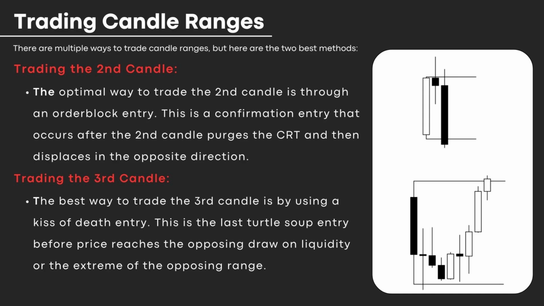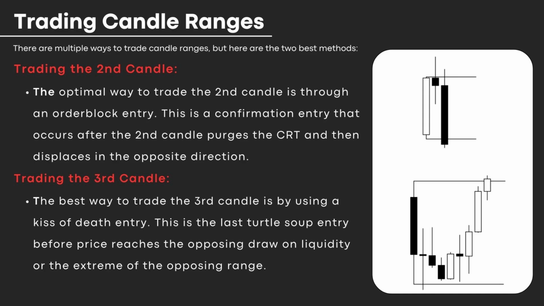One of those approaches deals with trading the second candle, and the other one deals inherently with trading the third candle, right? These two are the same approaches that I personally trade candle ranges with. Now let's discuss each one of them separately. First of all, we'll discuss how to trade the second candle. The optimal way to trade the second candle is through an order block entry, right? Or what some people would call a model one entry.